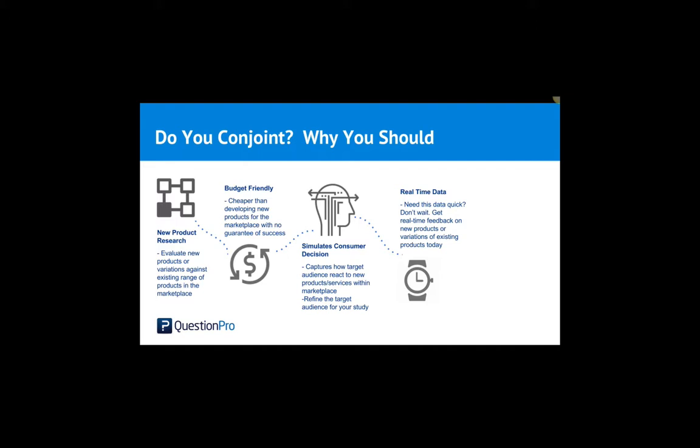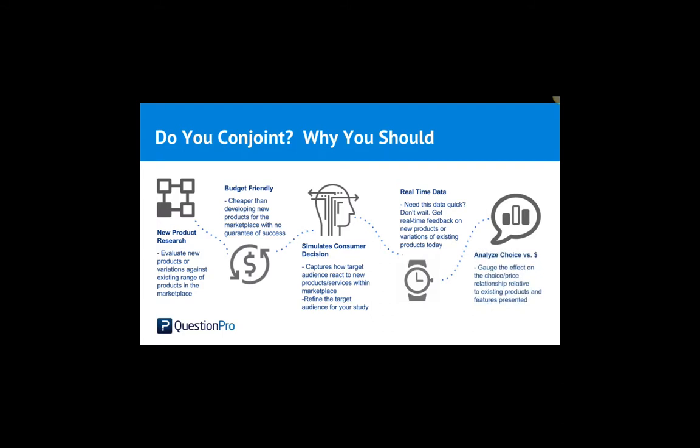A lot of times with conjoint, people think it's going to take a lot of time, but in reality, it really doesn't take that much time, especially when you're using a very integrated tool such as QuestionPro. You can get the data quick. You don't have to wait. You can get the real-time feedback that you need, similar to how you get feedback from any kind of online survey tool. And then you'll be able to do any filtering and segmentation based on the different variations of the products that you're looking to test.